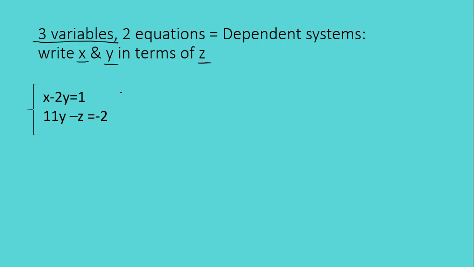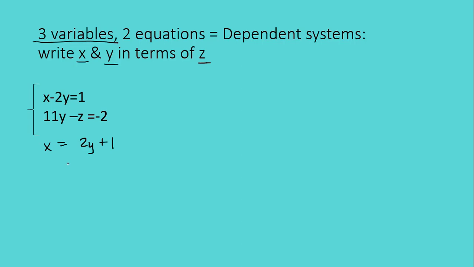So here's my approach. When I look at the first equation, I see that x is nearly isolated already because it doesn't have a coefficient. So I'm going to turn that into an x equals equation right away. All right, I've isolated x. I'm going to put that one on hold. It's not in terms of z, it's in terms of y.